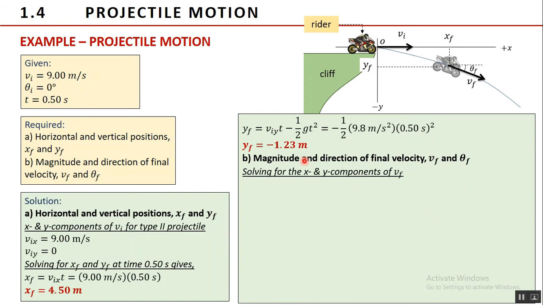Any questions so far? Can you keep up? Good. Now let's continue. For the magnitude and direction of final velocity, we solve first the x and y components of final velocity.